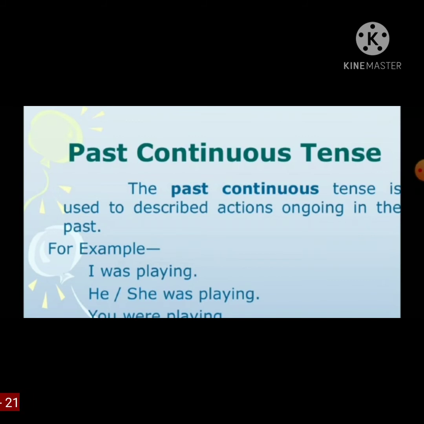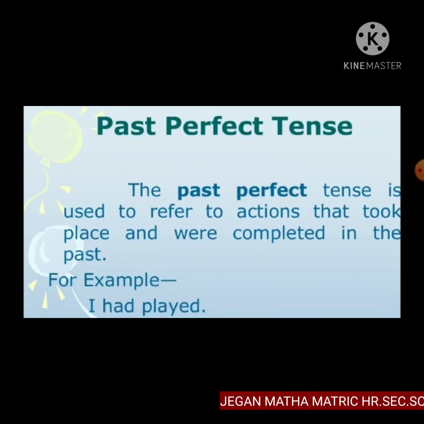Has and have: how do you understand them? When you are using third person singular, you use has. When the subject is first person or plural, you use have. So here, if the subject is singular, you use was. If the subject is plural, we use were, W-E-R-E. For example, I was playing, he was playing, you were playing. You consider you as plural. They were playing, we were playing. So that is past continuous.